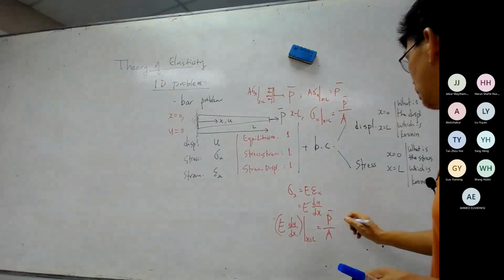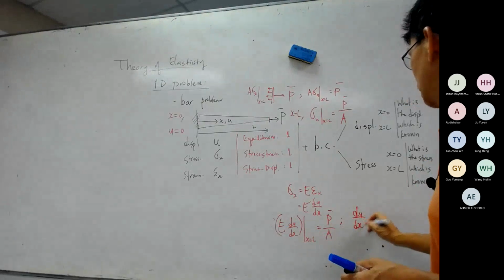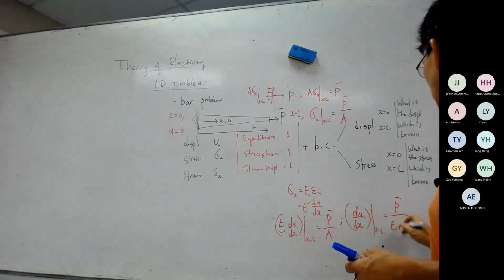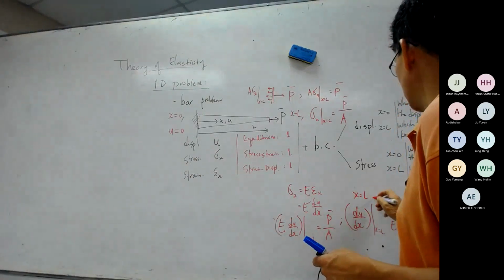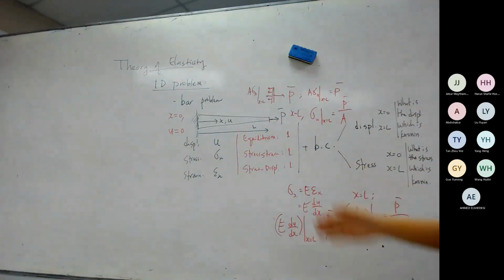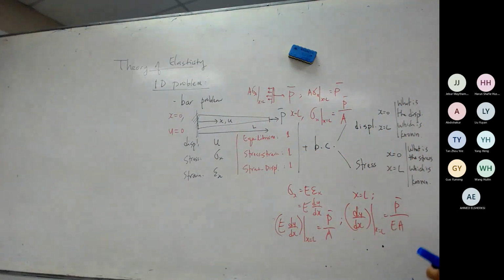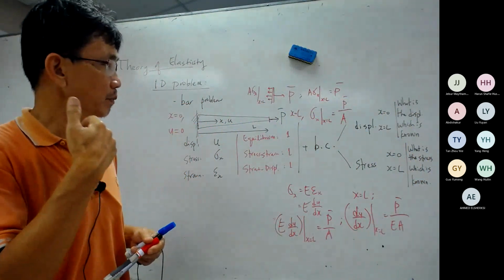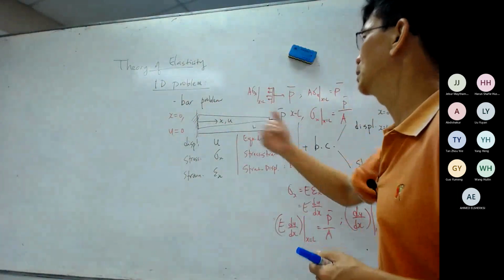So if E is constant, we have du dx, when x is equal to L, equal to P bar over EA, which will be the boundary condition when x is equal to L. Together with another boundary condition, if we integrate the governing differential equation, then we can solve this. So that is how we define a 1D problem.